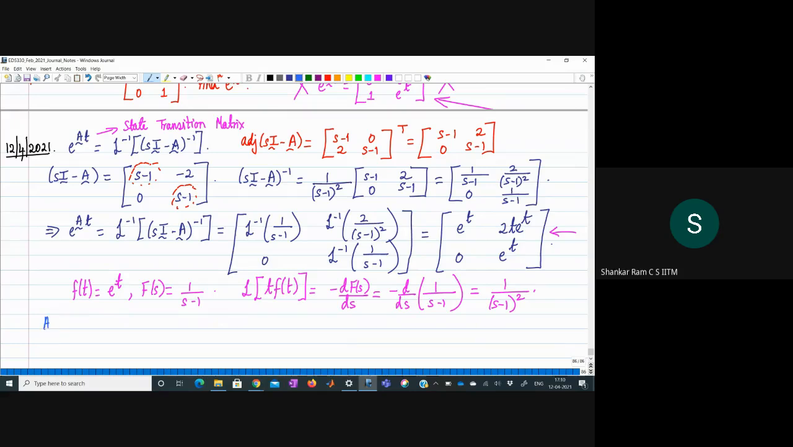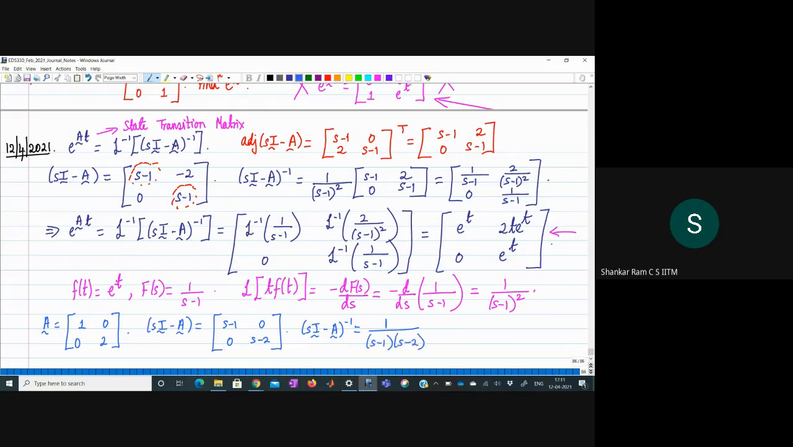Now, as the next exercise, let's consider a matrix which is diagonal in its structure. Let us say we consider a very simple matrix, 1 0 0 2. If you want to find e power At for this matrix, we will have sI minus A to be s minus 1, 0, 0, s minus 2. Then what will we have for sI minus A inverse?